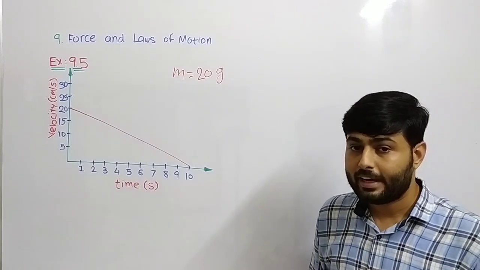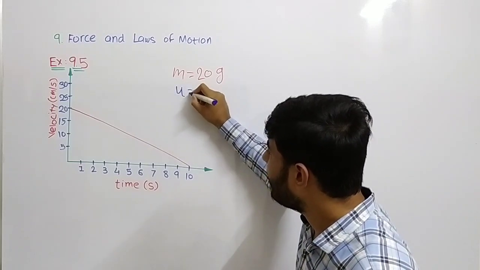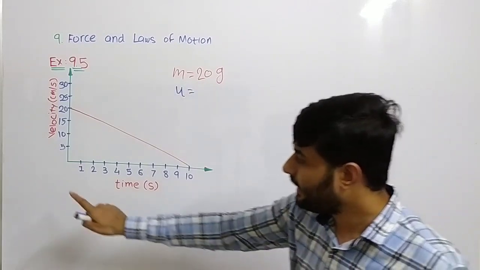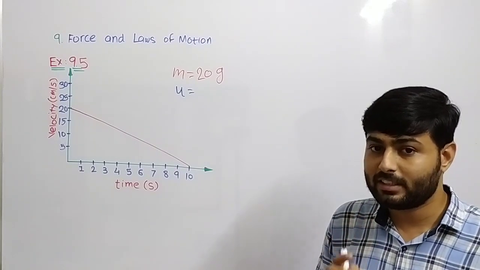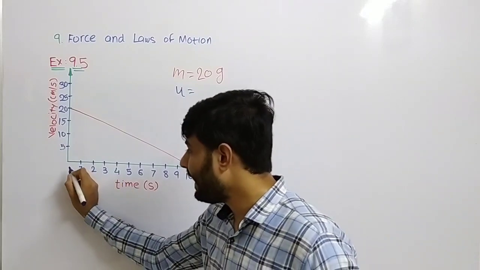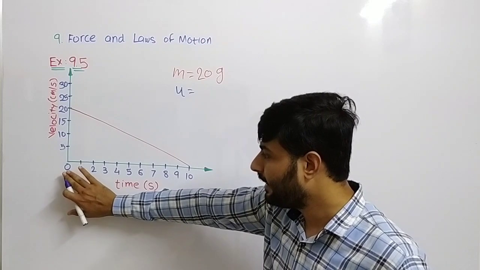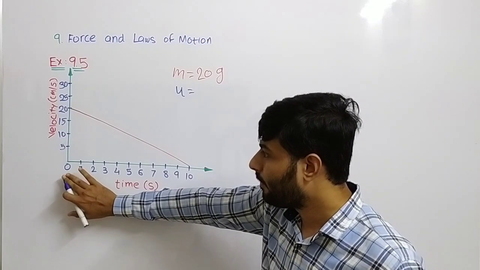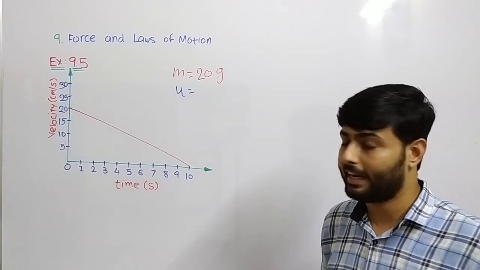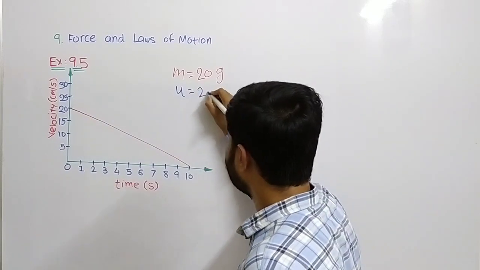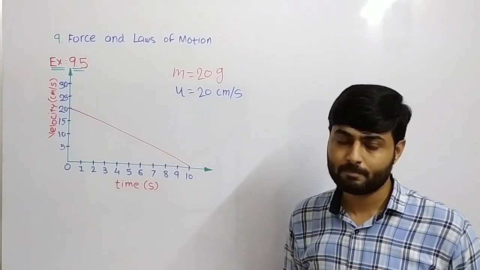I can derive the initial velocity u. What is the initial velocity? Initial velocity is nothing but the velocity at 0 time. So I can see from the graph that at 0 second the ball has a velocity of 20 centimeter per second. So I can write here 20 centimeter per second.